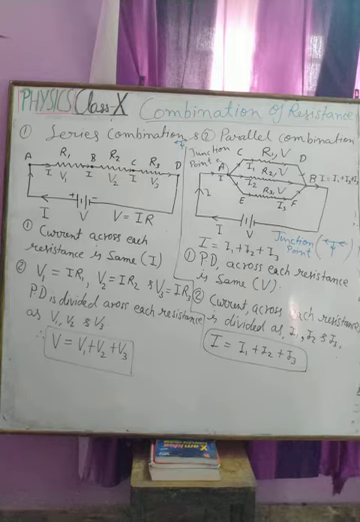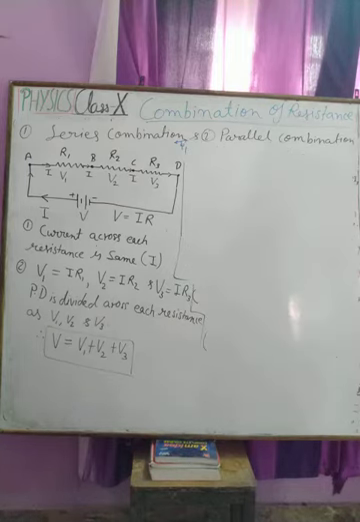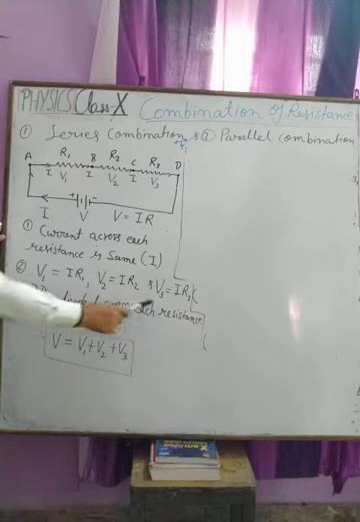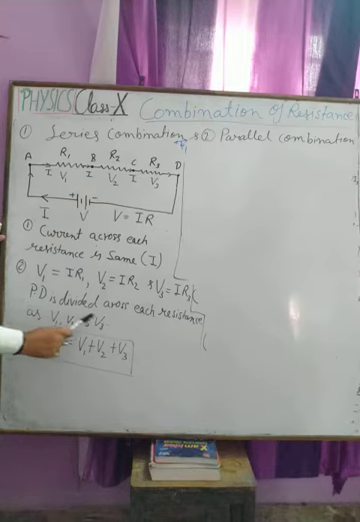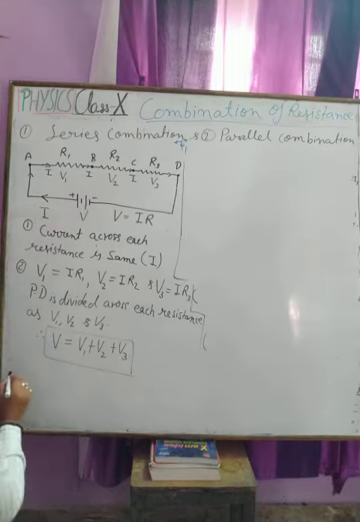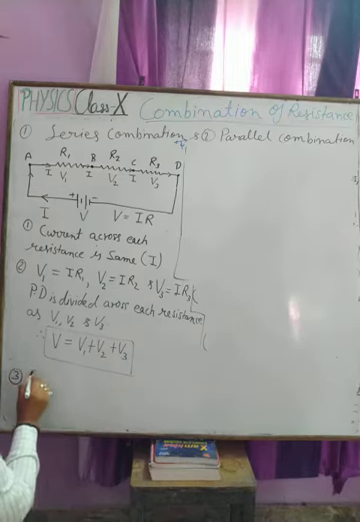formula and derivation of the combination. Now we have the series combination. In the series combination, we connect the resistances one after another, and point one is the current across each resistance is seen I. Potential difference across this, we find potential difference is divided across each resistance as V1, V2 and V3, and it is given by this. Okay student? Now the third point is equivalent resistance.